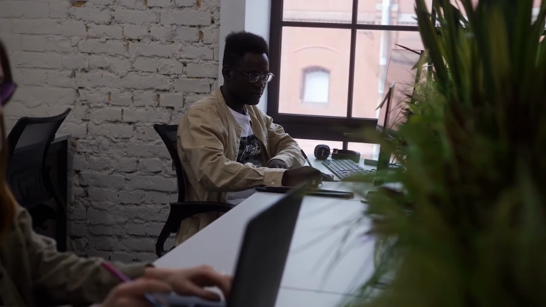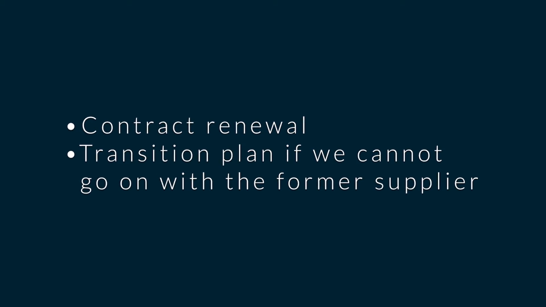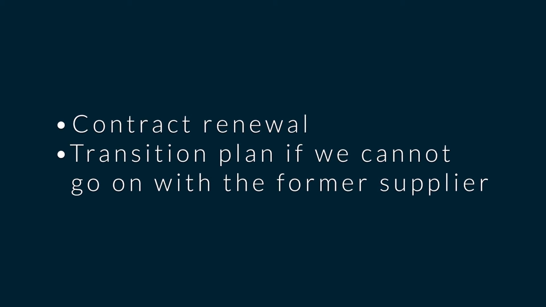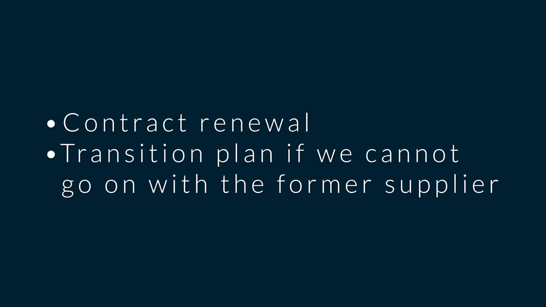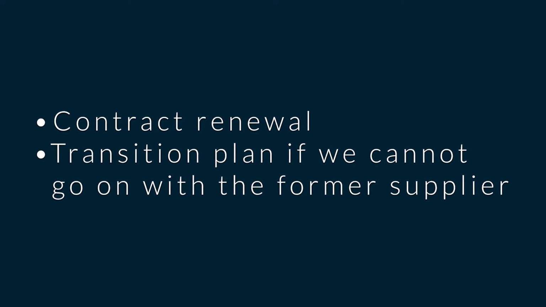The other thing that is also part of contract management is contract completion. This involves activities that take place when the contract ends, or when the contract is about to end. So things like contract renewal or a transition plan if you cannot go on with the former supplier.